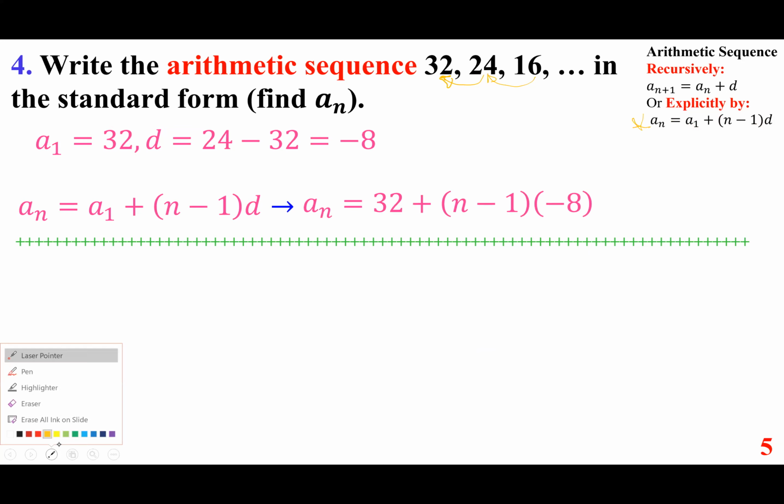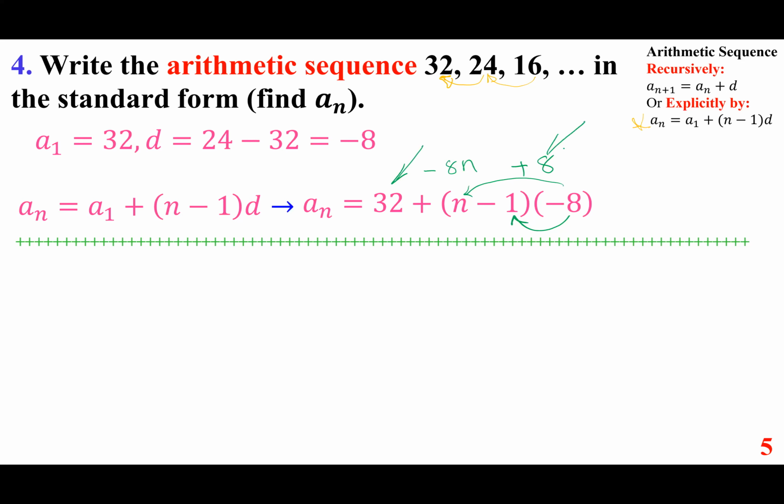And over here, we get -8n plus 8. And 32 and 8 add up to 40. So -8n plus 40. The general.